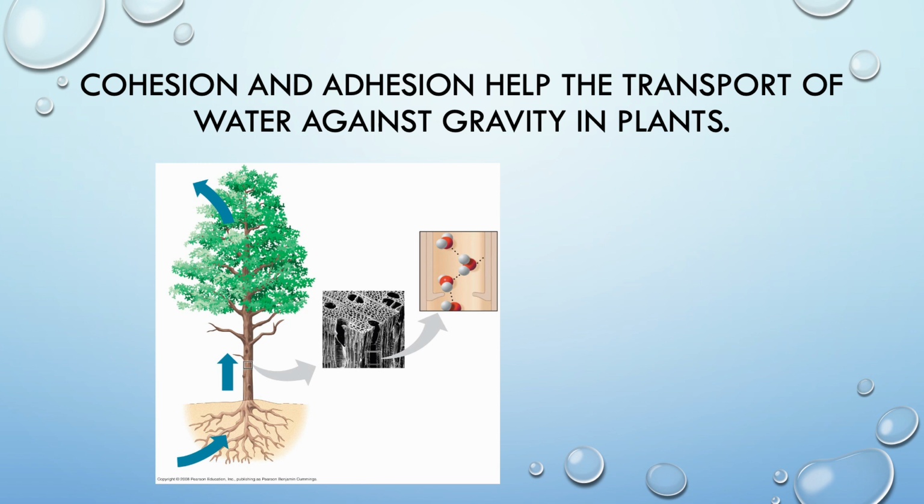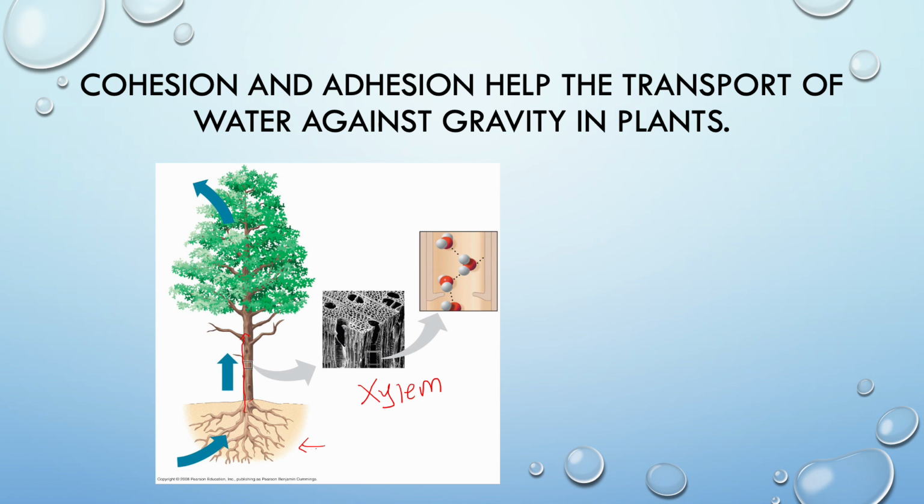Cohesion and adhesion help with the transport of water against gravity in plants. The roots of a plant are going to absorb the water. The water molecules, again, they're going to clump together due to that cohesion property, and then they're able to move up the stem or the trunk in this case, but it could also be the stem of a flower, through tiny vessels known as xylem.